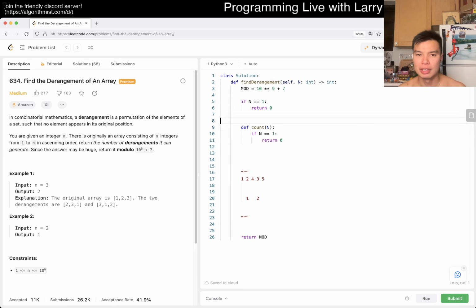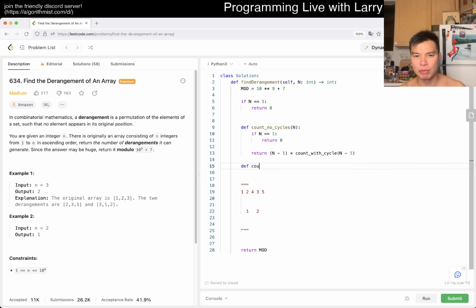So here, count no cycles. And now with no cycles, you have to begin one because you can't choose yourself. So if there are n numbers left, there are n minus 1 ways of choosing a new cycle. So the answer is going to be this times count with cycle, but now with n minus 1 numbers. That's the only choice with no cycle.